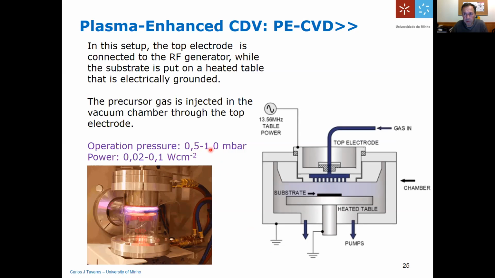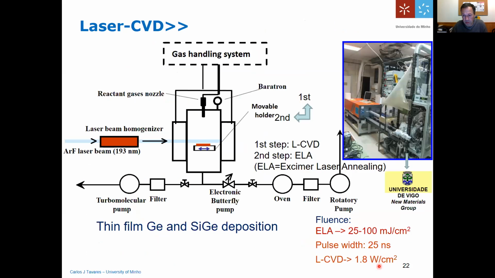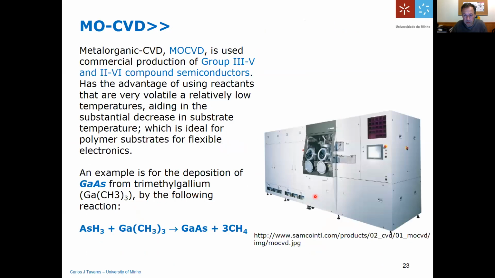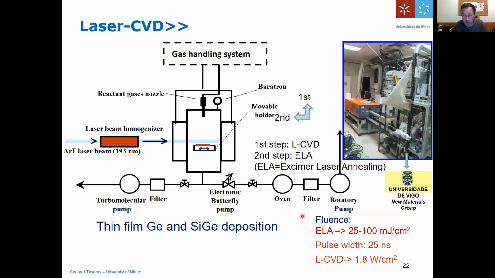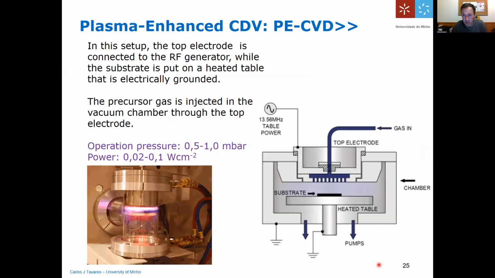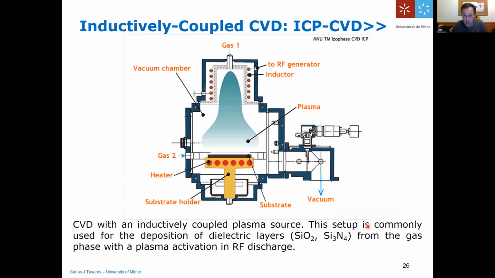Normally, in this type of plasma enhanced CVD process, you are working at pressures around 0.5 to 1 millibar. So 1 millibar is 1,000 times lower than atmospheric pressure, and you normally have powers of 0.1 watts per square centimeter. If you compare this with laser CVD, these powers are much lower. Okay, so with lasers and pulses you will have much higher powers than in this case. So it really depends on what type of precursor, because some precursors don't need such a high activation energy. But if you want to break down silane or germanium gas, you need a very high power density to break these precursors. Okay, so it really depends on what you need to do.